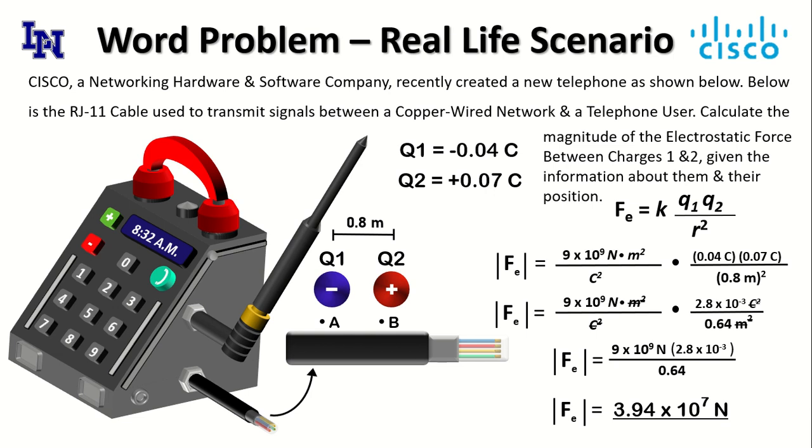So that's the magnitude of the electrostatic force between these two charges placed in this RJ11 cable. So within this RJ11 cable, these two charges will be stationed about 0.8 meters apart. Data is obviously flowing when electrons within these atoms are moving between one another, and that's how data is transferred between a copper wire network and this RJ11 cable through the telephone, and to the telephone that we obviously use to talk with one another.